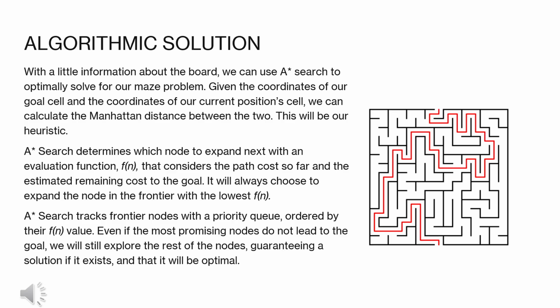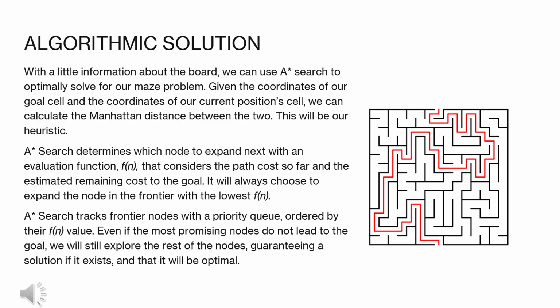With a little information about the board, we can use A* search to optimally solve our maze problem. Given the coordinates of our goal cell and the coordinates of our current position cell, we can use the Manhattan distance as our heuristic. A* search will determine which node to expand next with an evaluation function f(n). f(n) will consider the current path cost so far, and also the estimated remaining cost to the goal, which is based on our heuristic. It will also choose to expand the node in the frontier with the lowest f(n) value.